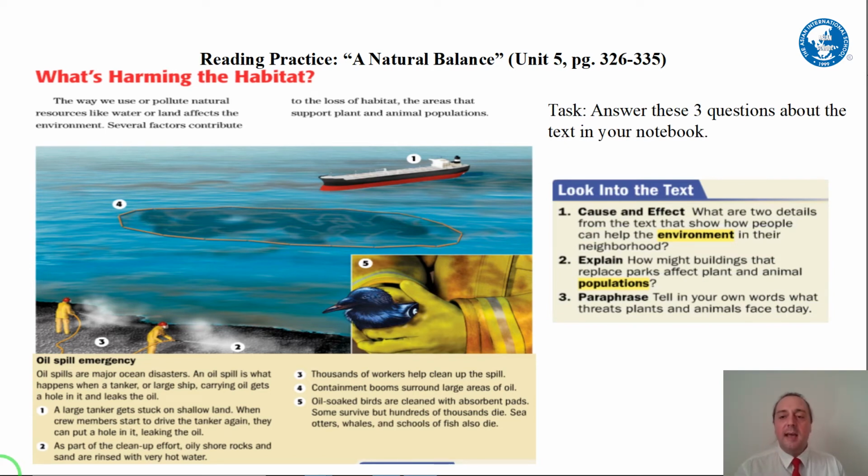Number 1, cause and effect. What are 2 details from the text that show how people can help the environment in their neighborhood? Number 2, explain how buildings that replace parks might affect plant and animal populations. Number 3, paraphrase, or make short, tell in your own words what threats plants and animals face today. Okay, take 3 minutes, go back through the first 4 pages of this environmental report and answer those 3 questions.